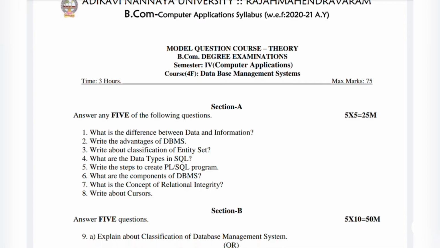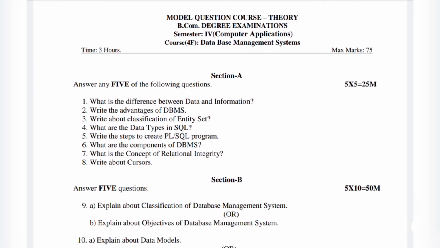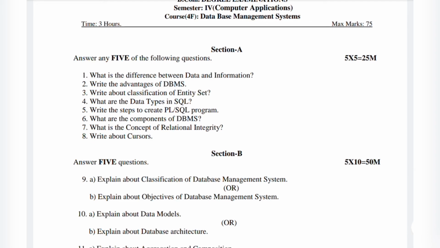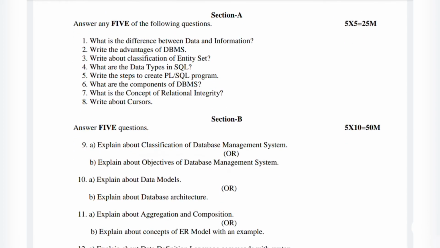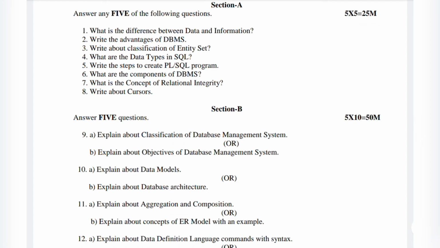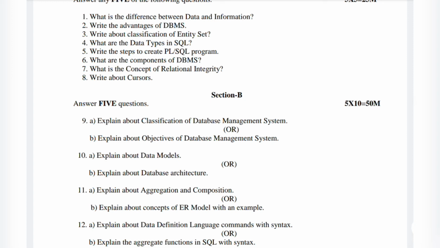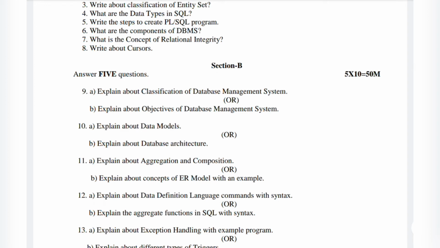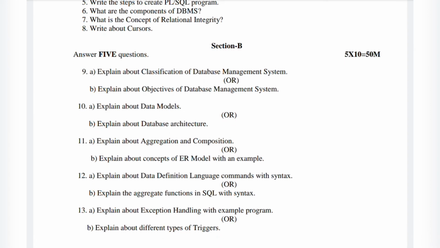And then the essays. 9A, explain about classification of database management system. 9B, explain about objectives of database management system. 10A, explain about data models. 10B, explain about database architecture. 11A, explain about aggregation and composition. 11B, explain about concepts of ER model with an example. 12A, explain about data definition language commands with syntax. 12B, explain the aggregate functions in SQL with syntax. 13A, explain about exception handling with example program, and 13B, explain about different types of triggers.